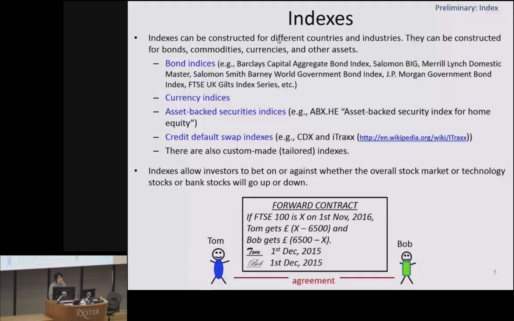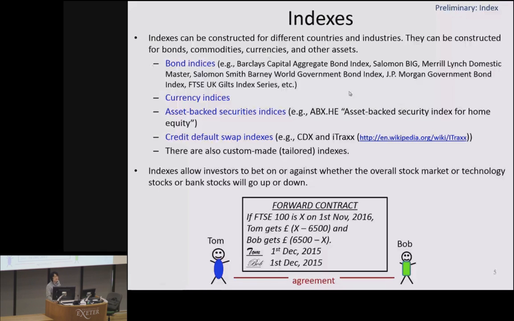Indices can be constructed for different countries and different industries. There can be German stock index or Chinese stock index or stock index for US technology companies or IT companies. Indices are not just for stocks or shares. They can be constructed for other securities such as bonds, commodities, and currencies.